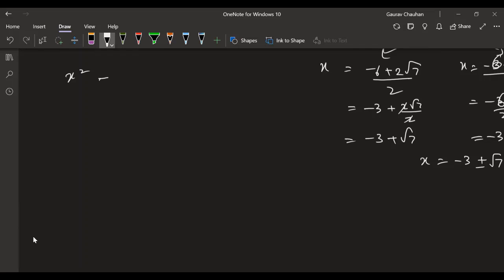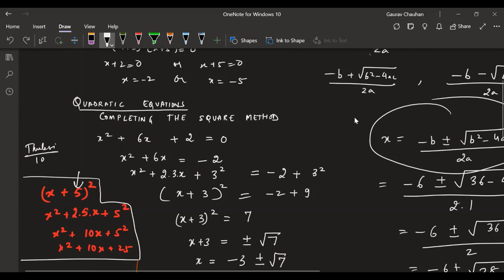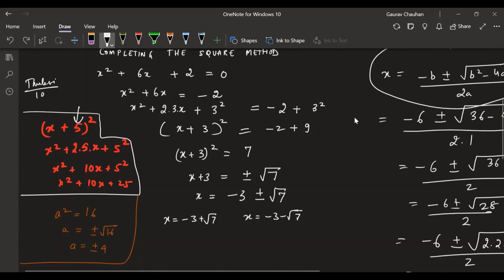Actually, you know what? Leave that part. Okay, we remember the formula. We know the completing the square method. It's good enough. So we're clear with this? What are my steps involved? I want you to think of that.